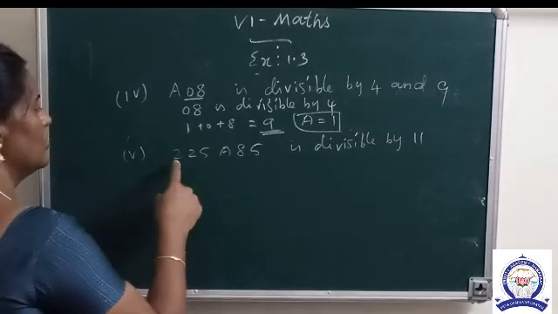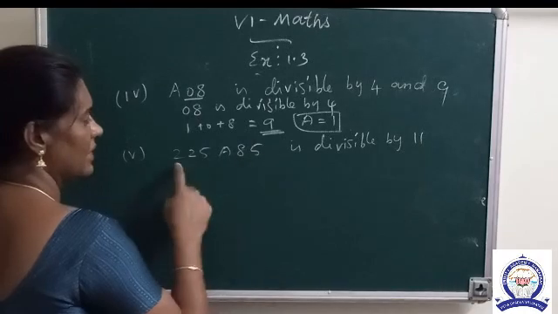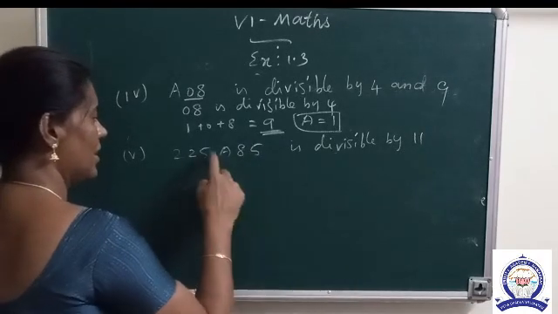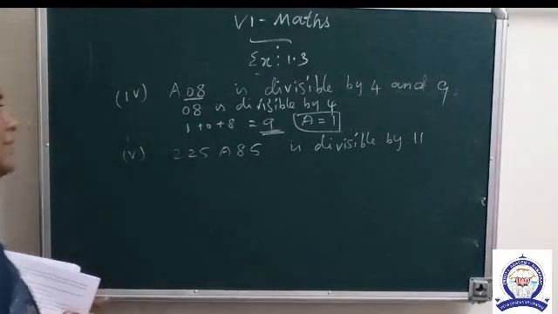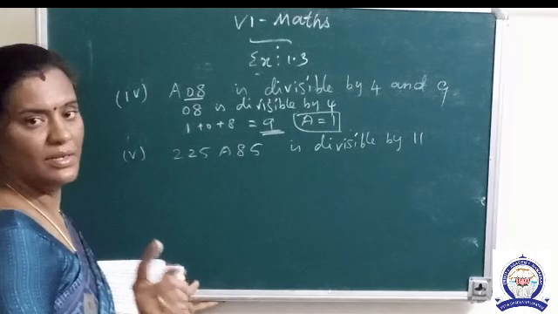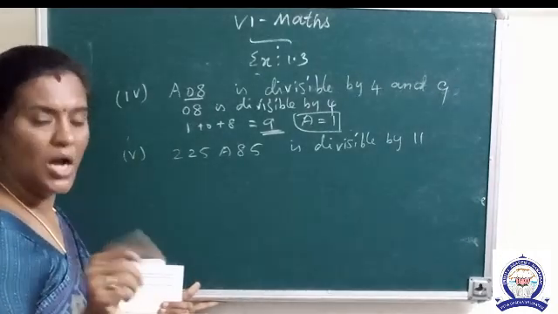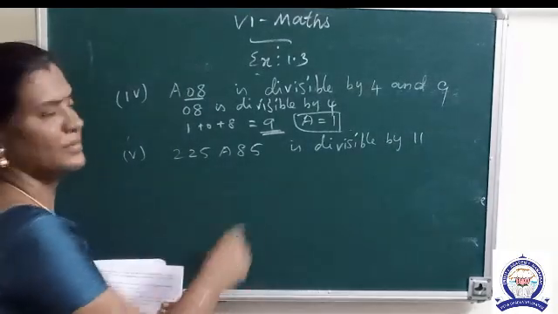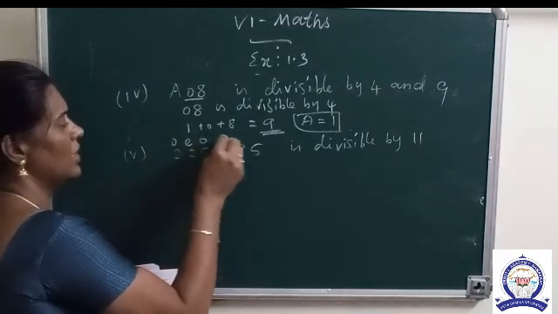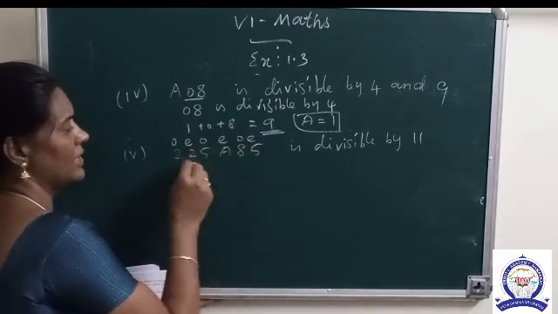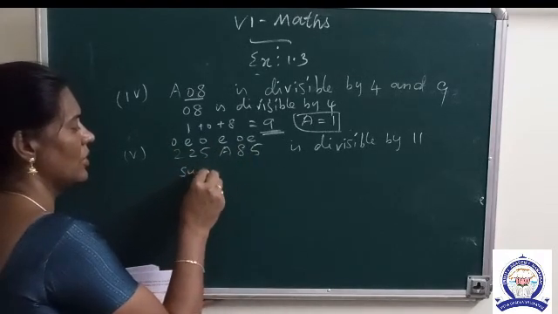Next, 2 5 A 8 5. The number is given. Now we check the number is divisible by 11. What is the value of A? Already we know the rule for divisible by 11. The difference between the sum of odd digits and the sum of even digits is 0 or a multiple of 11. Then the number is divisible by 11. See, first we take odd, even, odd, even, odd, even. First we add the odd digits. Sum of odd digits.